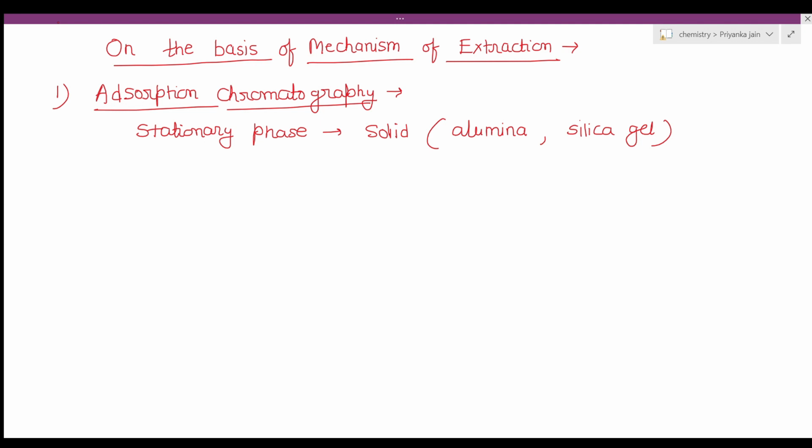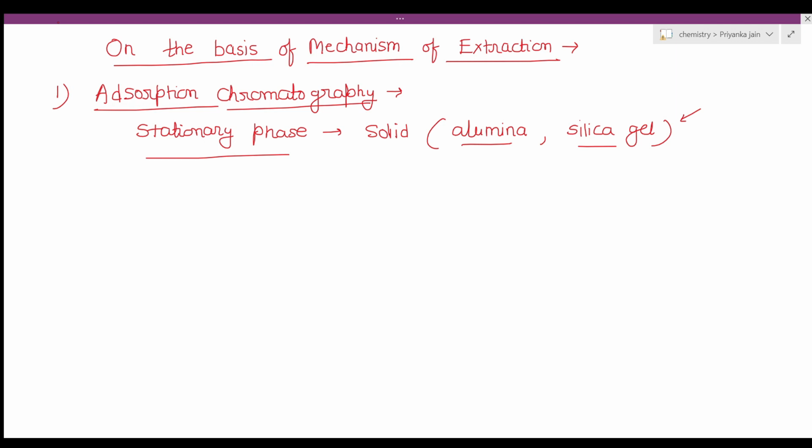Firstly, we are taking a stationary phase, which is alumina or silica gel, and our sample is present here. So the different components of the sample will get adsorbed on this phase, according to their adsorption nature, their affinity of adsorption. Some of the components will get adsorbed more strongly and some will get adsorbed with less affinity.